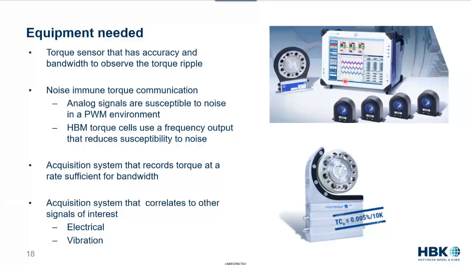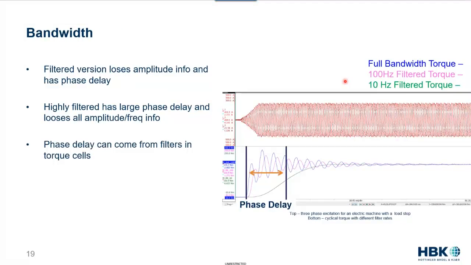And finally, having a measurement system that allows you to correlate all the signals of interest, the electrical signals, the torque and speed, maybe some vibration inputs, that can give the operator the clearest view of what's happening in the machine. So let's look at a few more of these in detail with some examples.